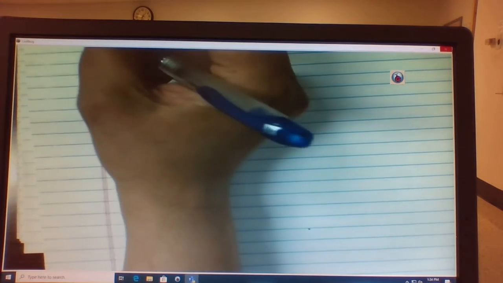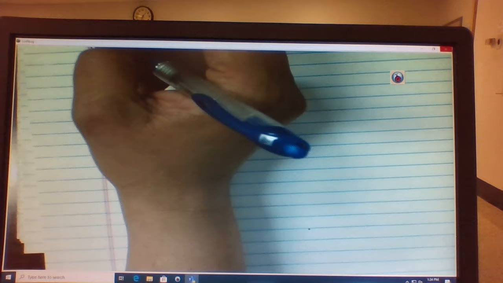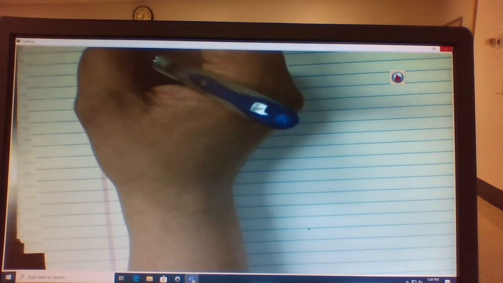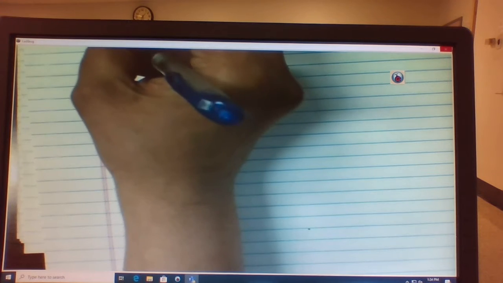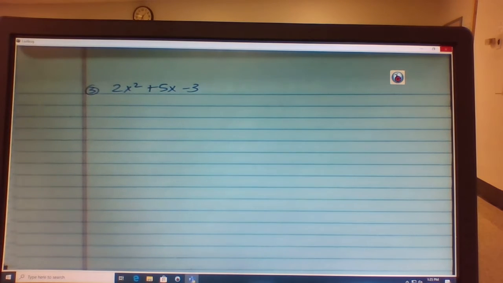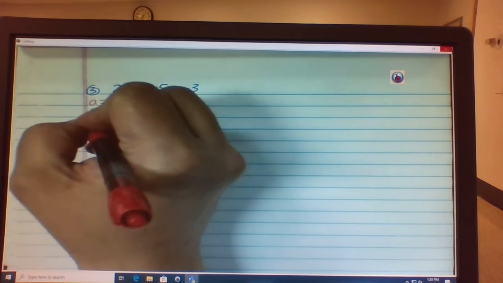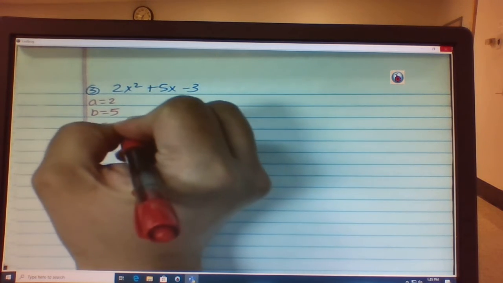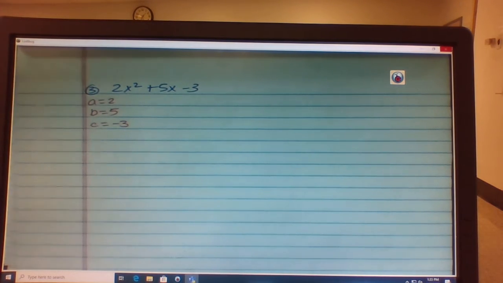Are you done? Question number 3 might not be on your quiz, but you are going to have something like this on your review. So if I have 2x squared plus 5x minus 3, one more time, do the quadratic formula. But this one, we should get numbers that we could take the square root of, and then we should get simple answers. Your A is 2, your B is 5, and your C is a negative 3. Plug it into the quadratic formula.